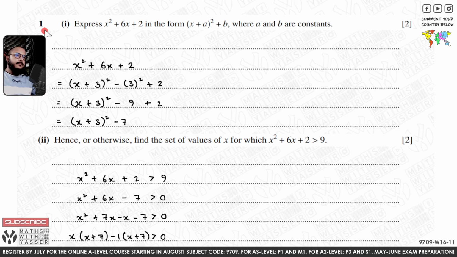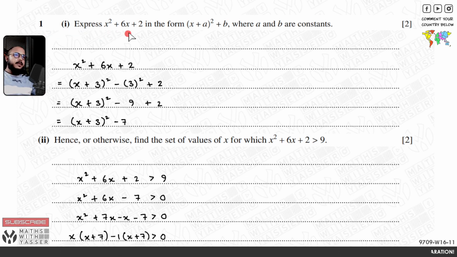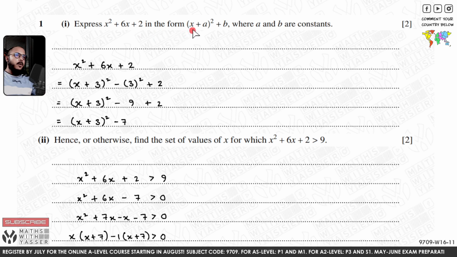Question number 1. Express x squared plus 6x plus 2 in the form (x plus a) whole square plus b, where a and b are constants. So that means this is the completed square form, so we have to convert this into this form.